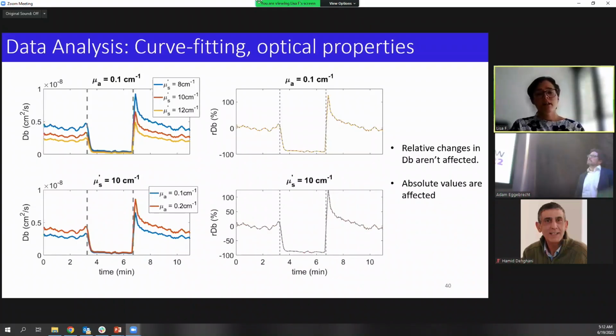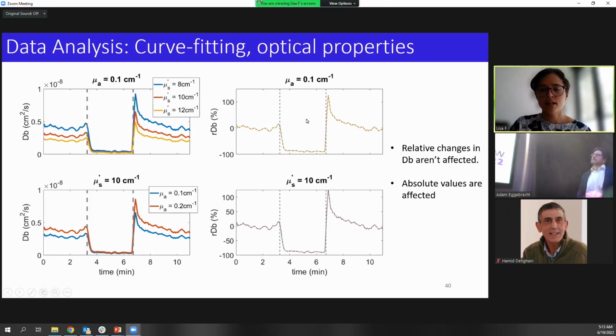We also see that the optical properties that you choose when fitting the curves are important. If you remember, G1 and G2 are dependent on the optical properties. Here on the top left, we see how the absolute blood flow values change when changing the reduced scattering coefficient, keeping the absorption coefficient constant. The one right below it is the same, but I kept the reduced scattering coefficient constant and changed the absorption coefficient. We can see how the absolute flow differs greatly depending on the absorption and reduced scattering coefficients that you choose to use for fitting.